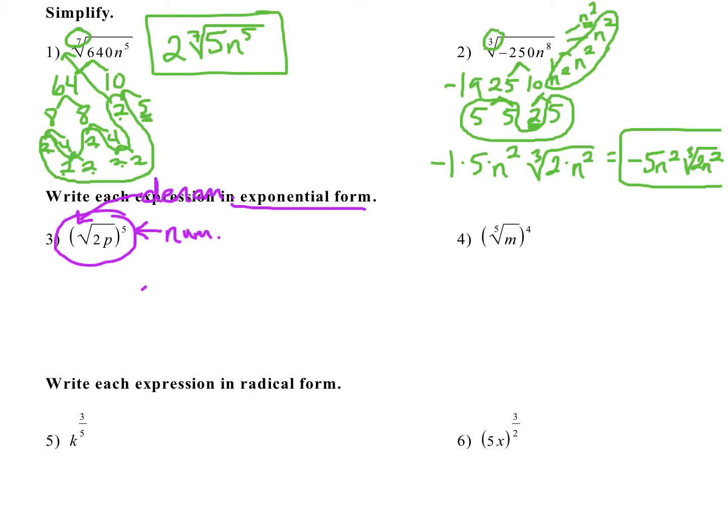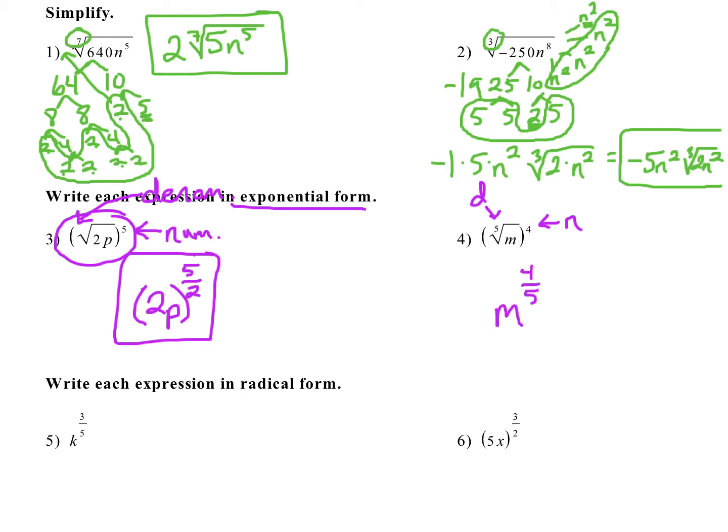So then I just take what's on the inside of the radical, so 2p, and my numerator is 5 over my denominator, because it's a square root, is 2. Okay, that's all I have to do with that. For number 4, this time my numerator is 4, because that's the exponent, and my denominator is 5, because that's the radical. So I have m to the 4 over 5.